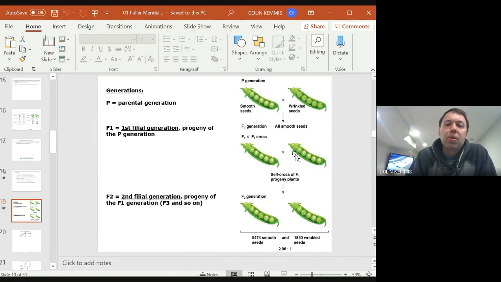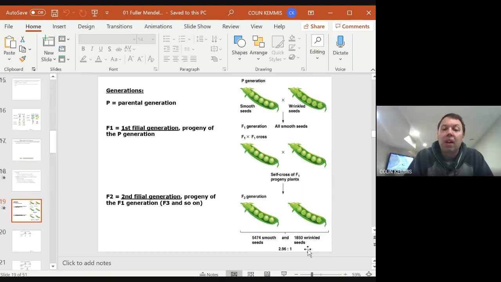But what if we cross 2 of those F1 plants? This is a typical cross that Mendel would do. Well, then we're going to get some of the F2 are going to be smooth and some are going to be wrinkled. So that recessive wrinkled trait that was hidden or masked here in the F1 is going to be revealed again. Also note the math here. It's about 3 to 1, okay? And in your Punnett squares, you'll see that pretty easily, the 3 to 1 ratio.